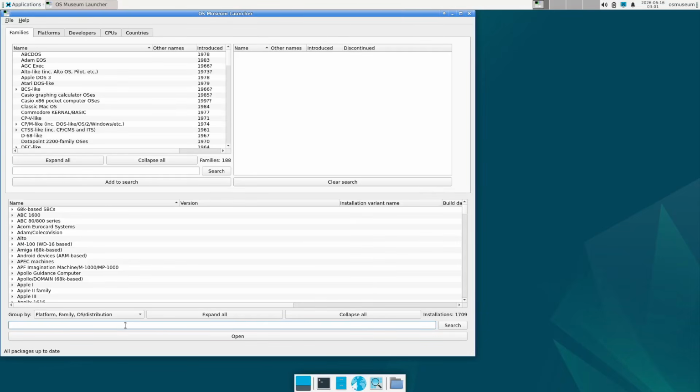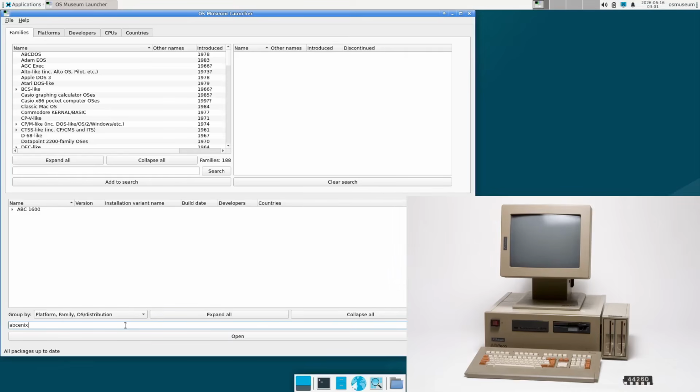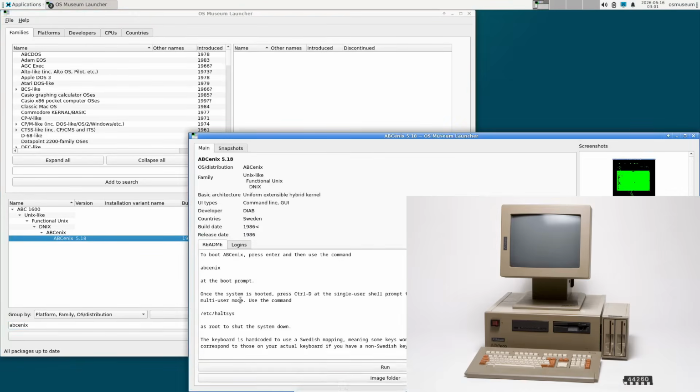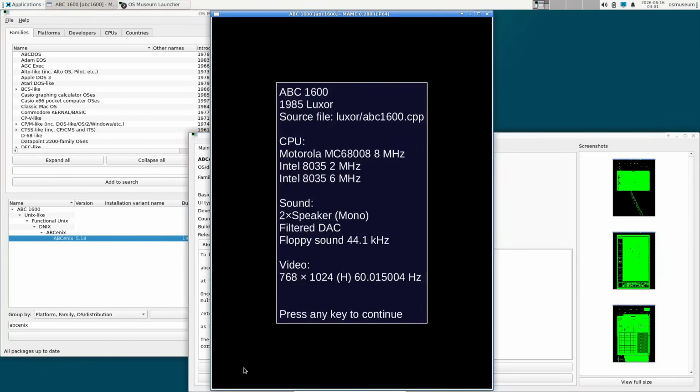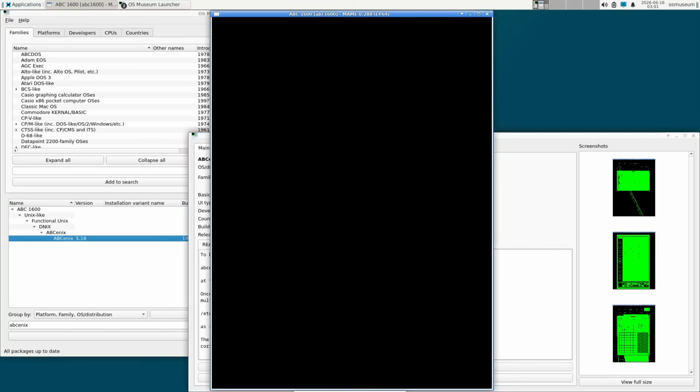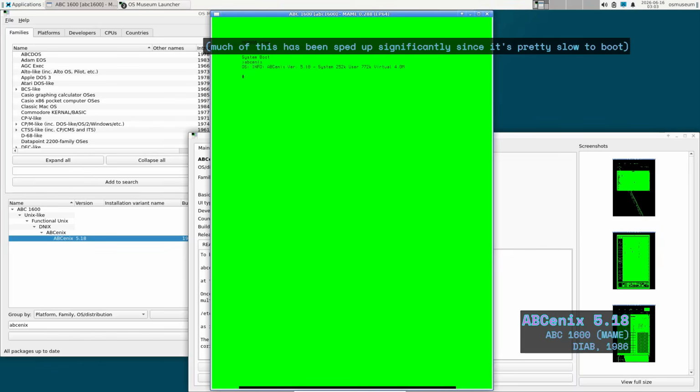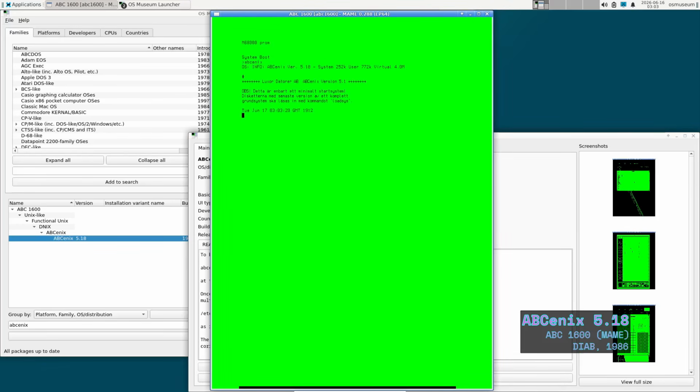Next is ABCenix, the OS for the ABC1600, which is a mid-80s low-end 68K based workstation from the Swedish companies Luxor and Diab. This was probably the only workstation based on the 68008, which was an uncommon version of the 68000, with only an 8-bit data bus instead of the 16-bit bus of the regular version. I think the only other non-embedded and non-homebrew machine based on it may have been the much more well-known Sinclair QL, which is definitely not a workstation.